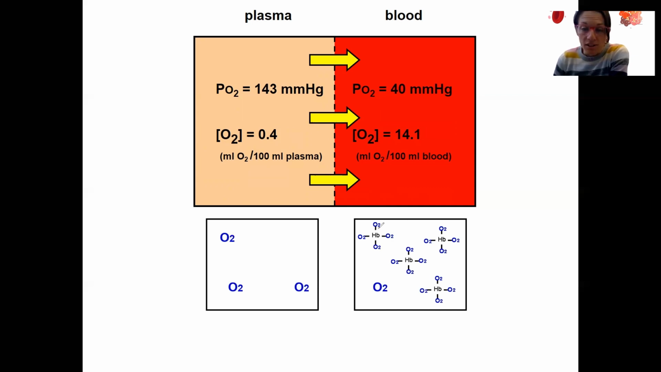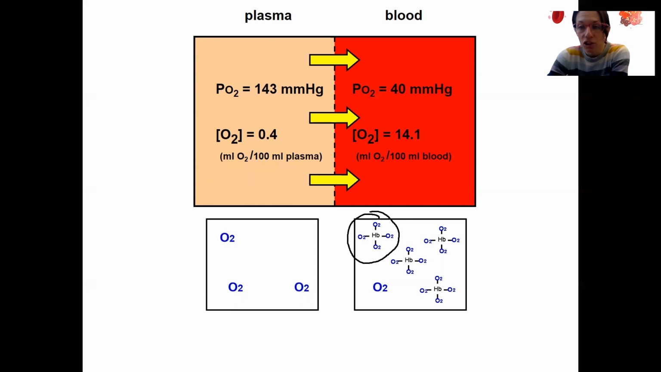When hemoglobin is present, oxygen can bind to hemoglobin. 4 oxygen molecules can bind to each, and this is going to allow us to have high oxygen concentration despite the low solubility of oxygen in plasma and water. And this is how most oxygen is transported in our blood. This is why this matters.